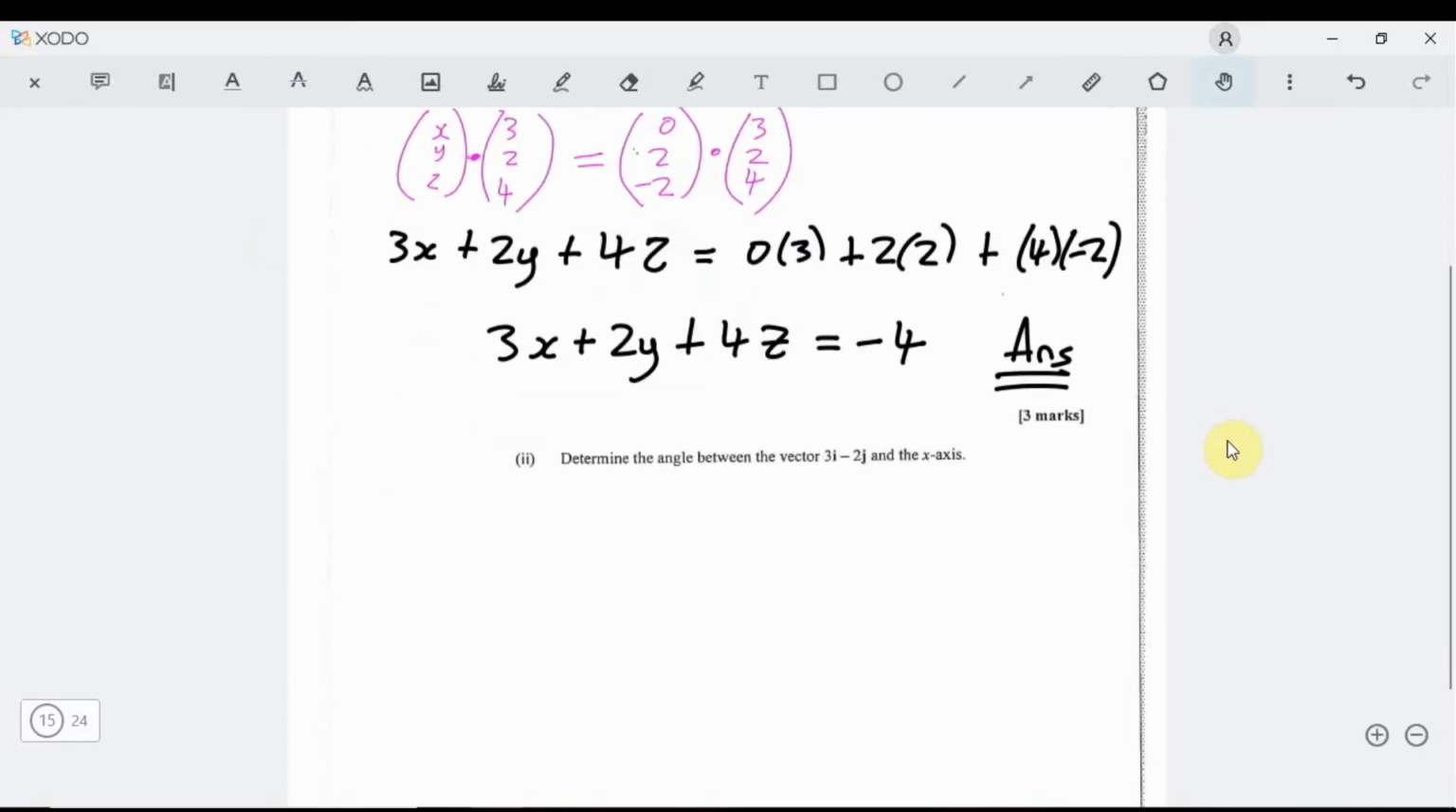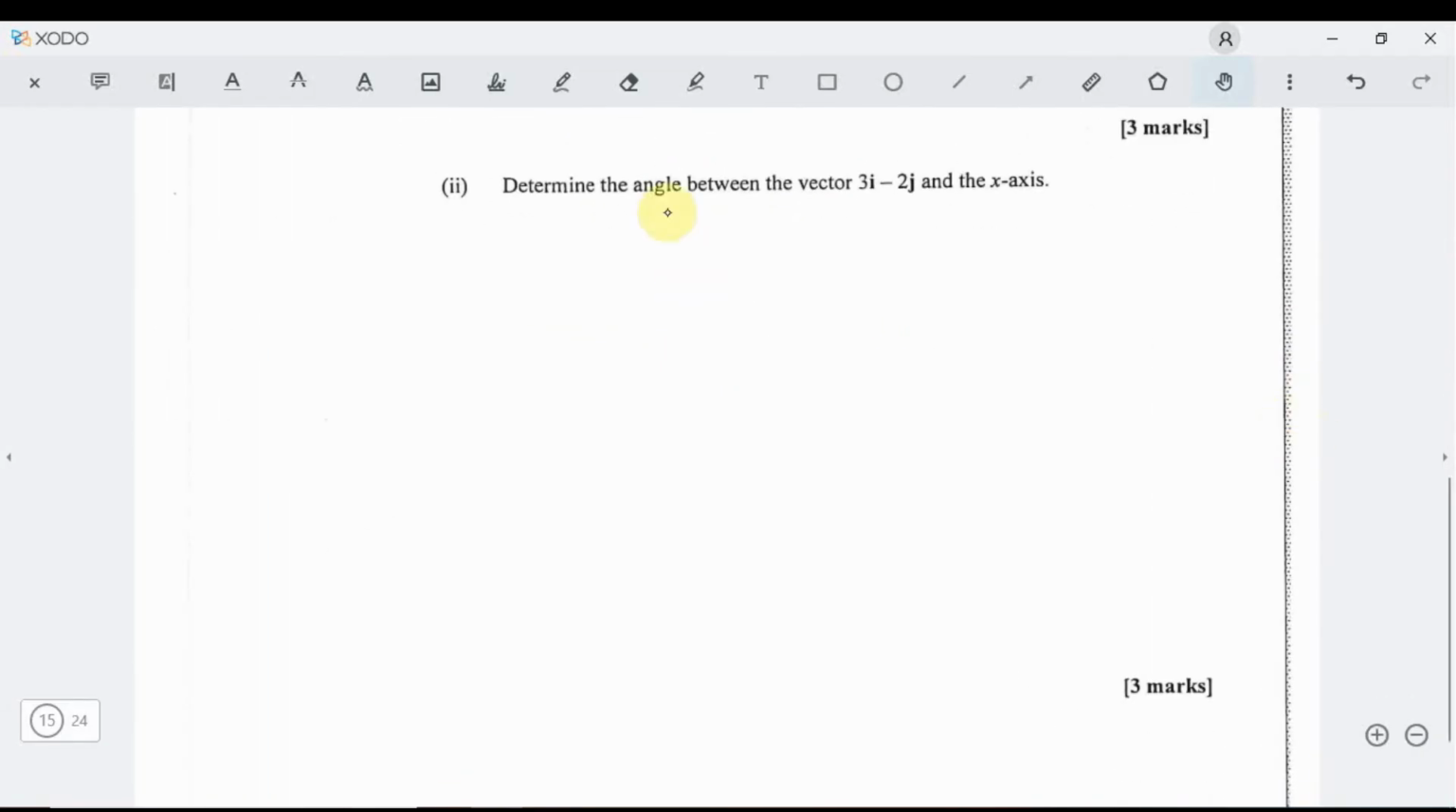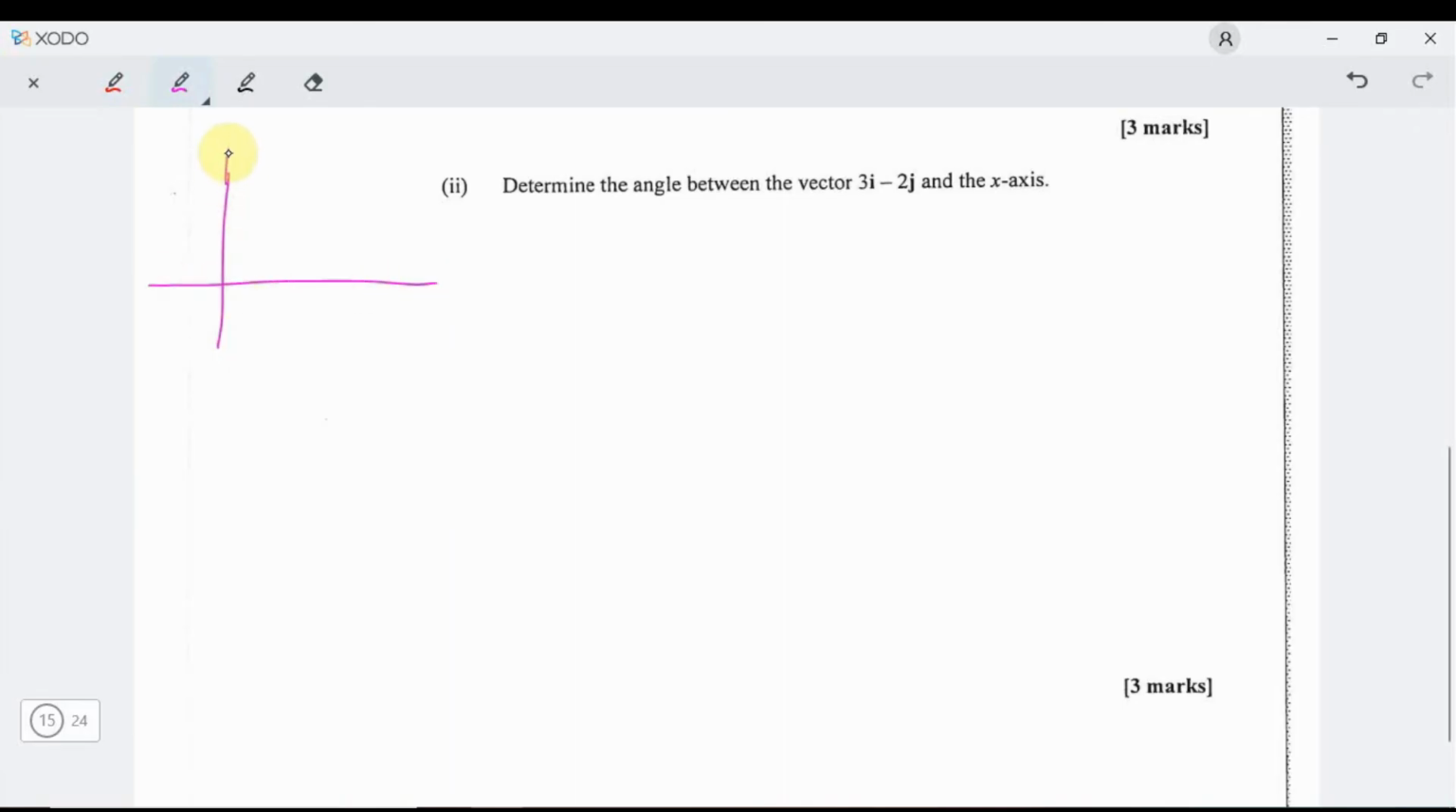Now part 2. Part 2 says determine the angle between the vector 3i minus 2j and the x-axis. Now for me, guys, I cannot see things if I don't sketch it. So I'm just sketching it. I'm just focusing on the xy plane because they didn't give me a z value. So 3i minus 2j would be the vector 3, minus 2, and that is 3 on the x and minus 2 on the y. This is the vector, and we want the angle between this vector and the x-axis. So this is the angle that we want.